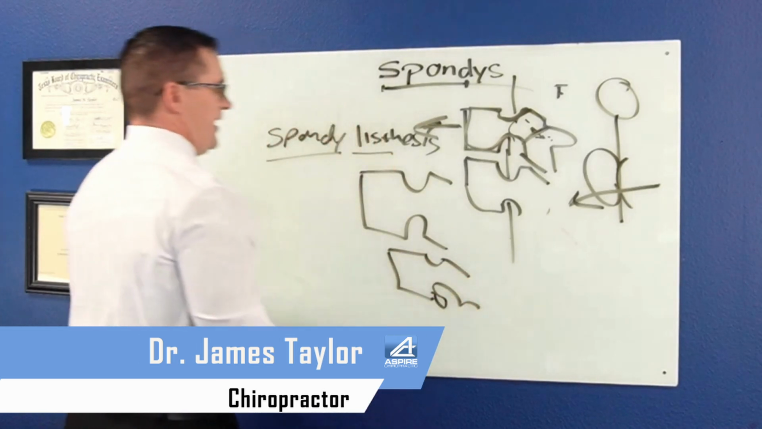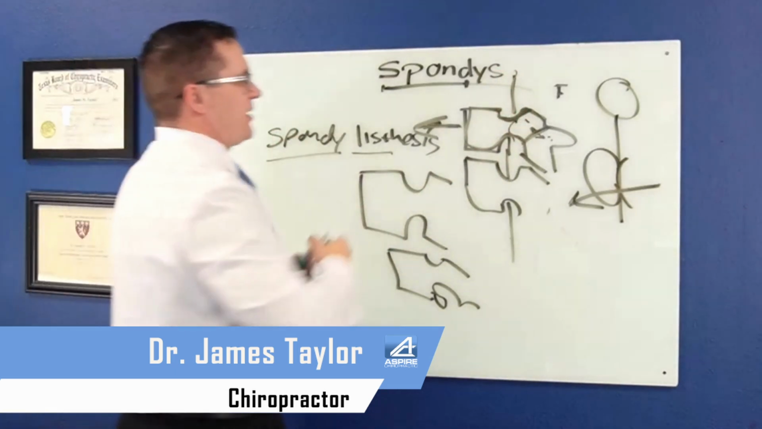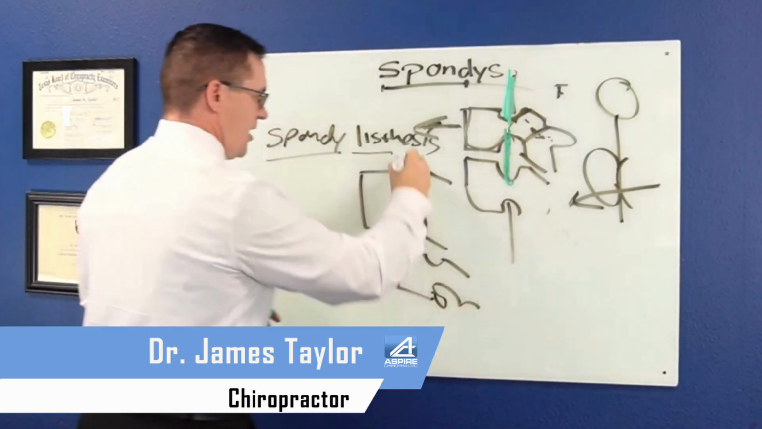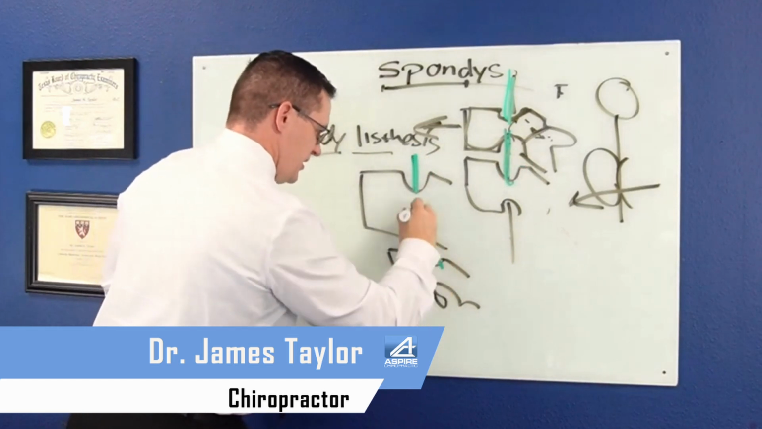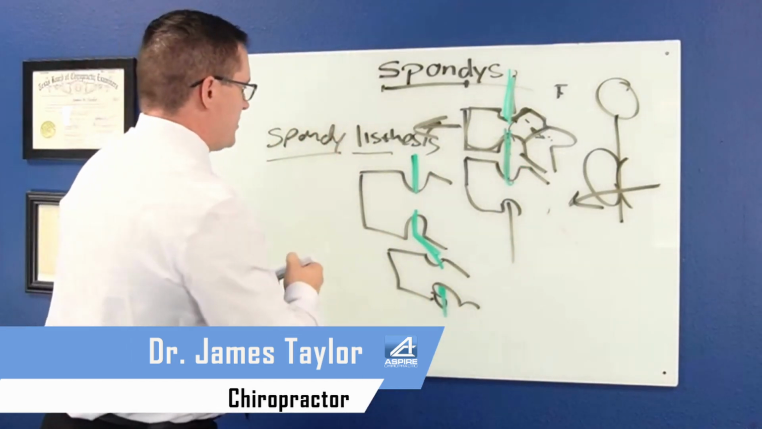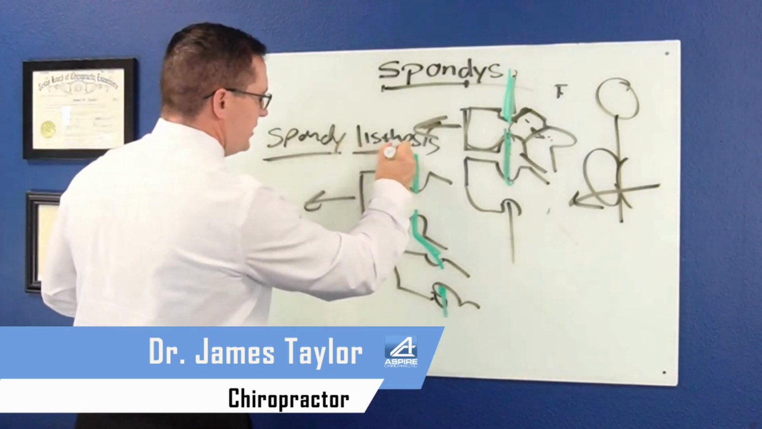Now you can see this hole here, this canal where your spinal cord is, how that's all lined up. All of a sudden, it's not lined up because this vertebra starts to slide forward. The spine starts to list.